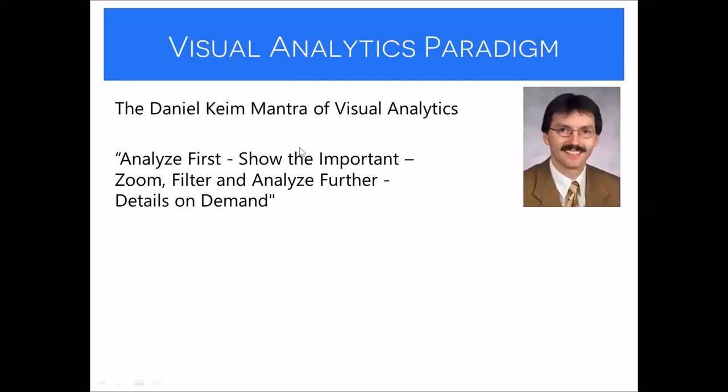Here, remember the Shneiderman mantra that I told you about: overview, zoom and filter, details on demand. There's also the Daniel Keim mantra of visual analytics: analyze first, show the important, zoom, filter, and analyze further, details on demand. So basically you first analyze things, the computation that happens before you show anything. Then show what's important, and then let the user zoom, filter, and analyze further. First you analyze what is actually going on, then show what's really important. Then let the user go in, filter it, and maybe analyze further when there's something you want to compute more about.